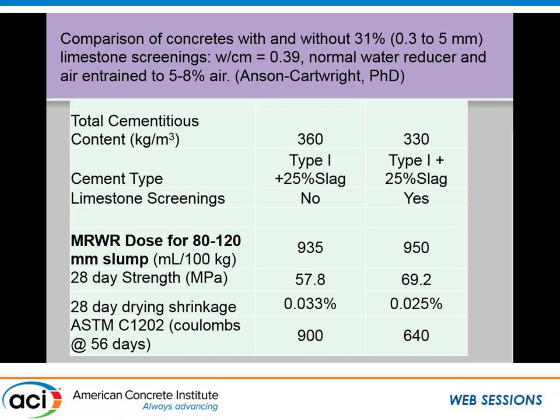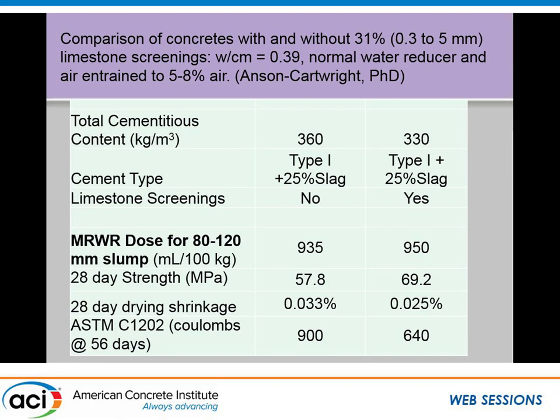And I measured the water, so they're all standard water reducer, standard air entraining agent, and then we use medium range water reducers to figure out the dose rate to get an equivalent slump. And you can see there that there's almost no difference in the medium range water reducer dose required there. Yet our strengths go up by about 10 megapascals, about 1500 PSI.